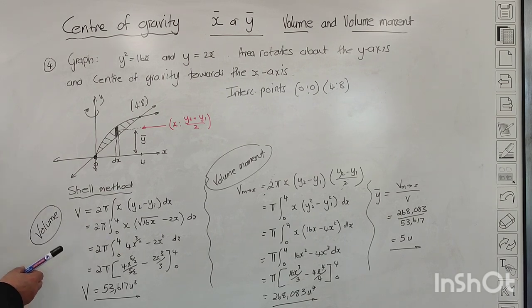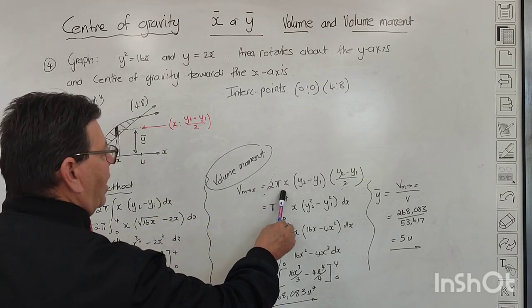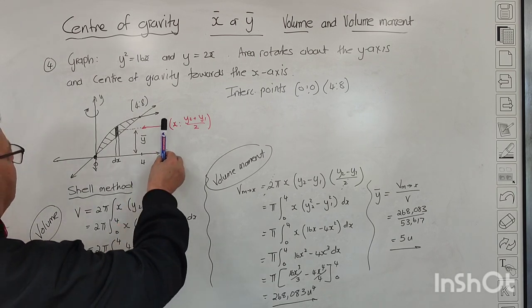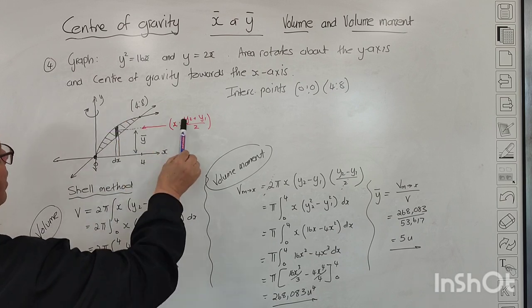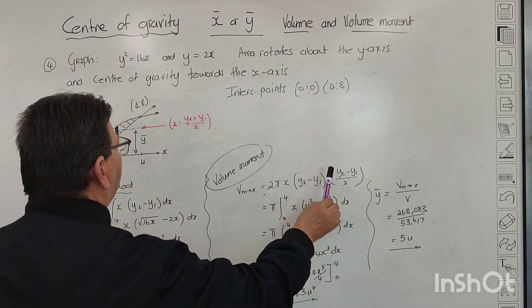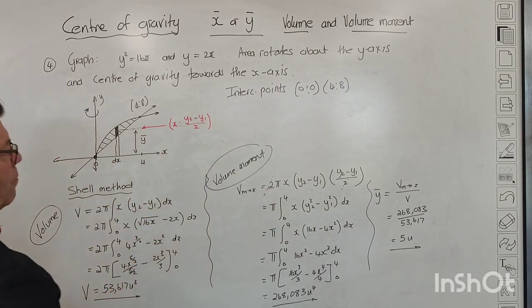Now, I need to find the volume moment. So I've got my standard equation. But now, I need to find the distance. My strip is this, but I only need half the distance. So it's the one y value plus the other y value divided by 2, or rather minus the other y value, divided by 2 there.